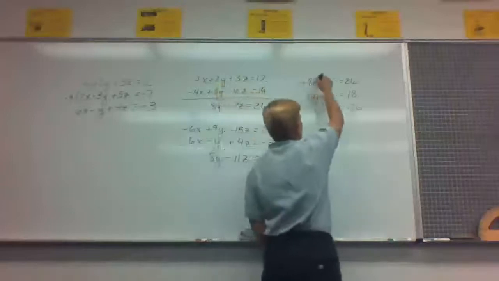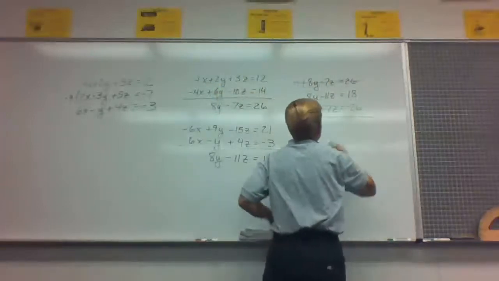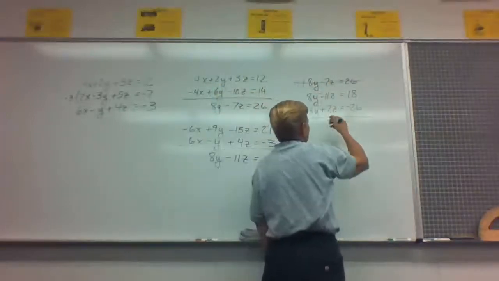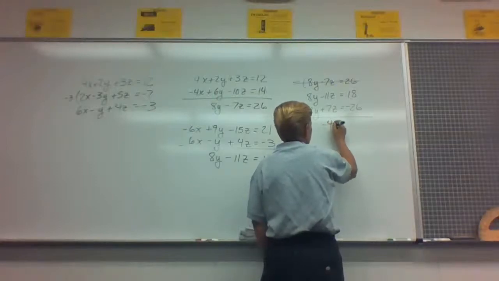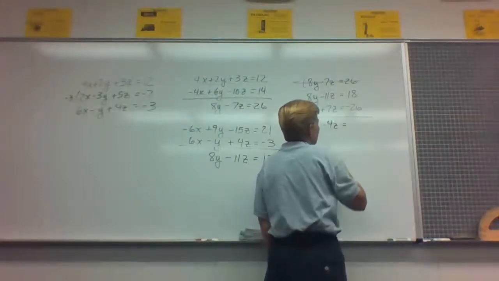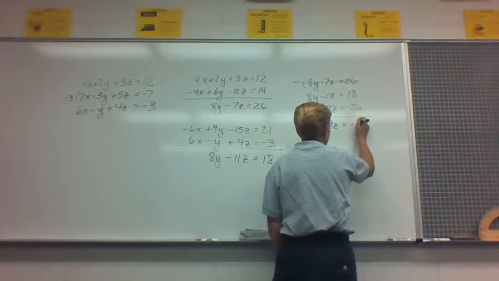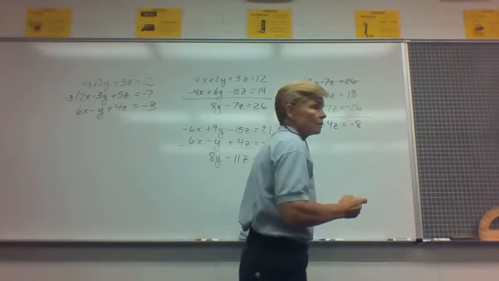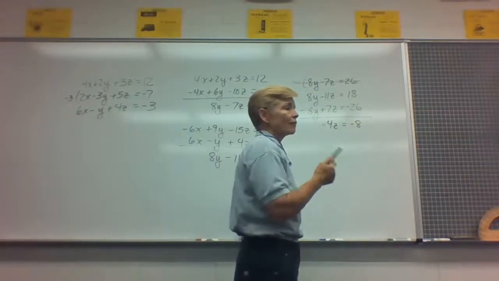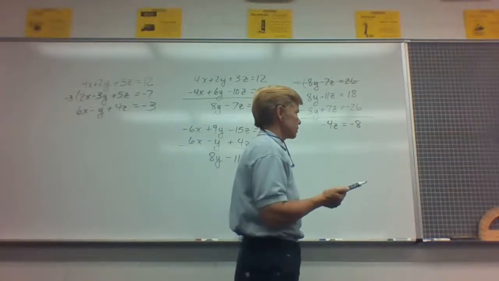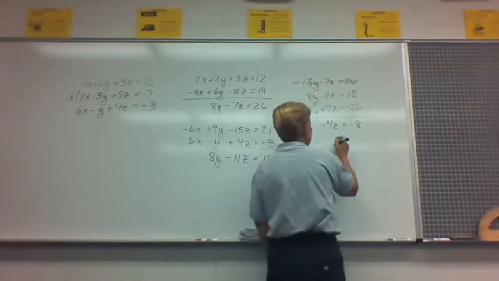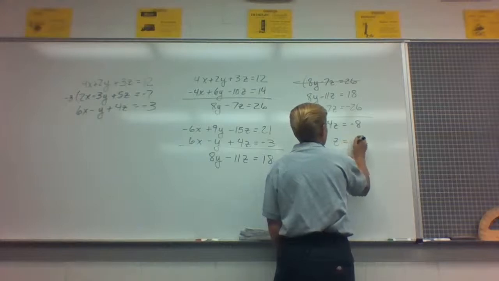I don't need this one anymore, so I'm just going to draw a line through it. When I add these, the y's add out, and the z's add up to negative 4, and the numbers add up to negative 8. You with me? Now I finally have an equation with only one variable in it, and it's z. So if I divide, I get that z equals 2.